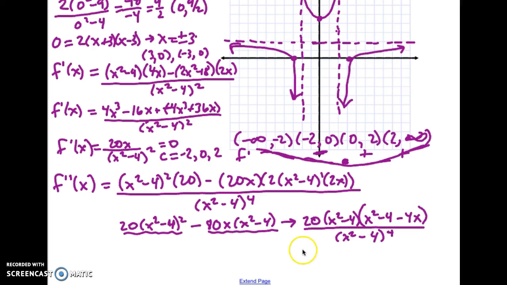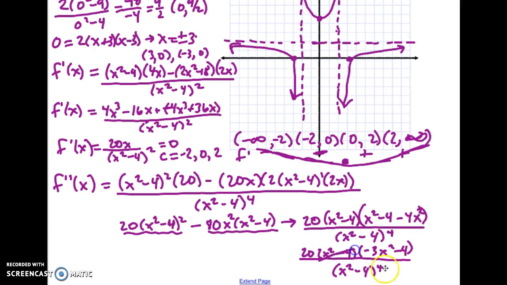If I simplify that, I think this was x squared. Let me check. I missed an x squared somewhere, I think. Yeah, x times x, that should be 80x squared here. So 20x times 2 times 2x is 80x squared. So that's still going to have a 4x squared. When I take out a 20 from this, it'll be 4x squared. So x squared minus 4x squared is negative 3x squared minus 4. And that's all over x squared minus 4 to the 4th.